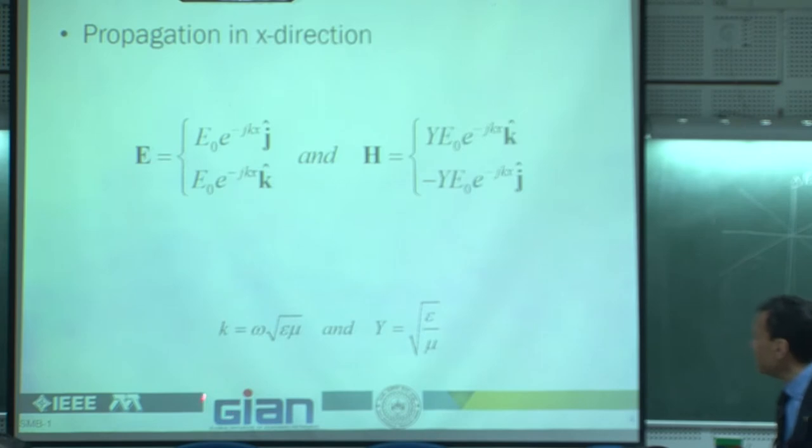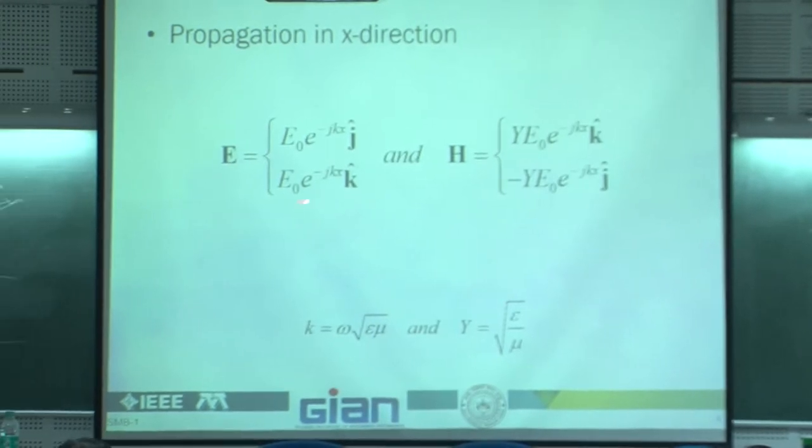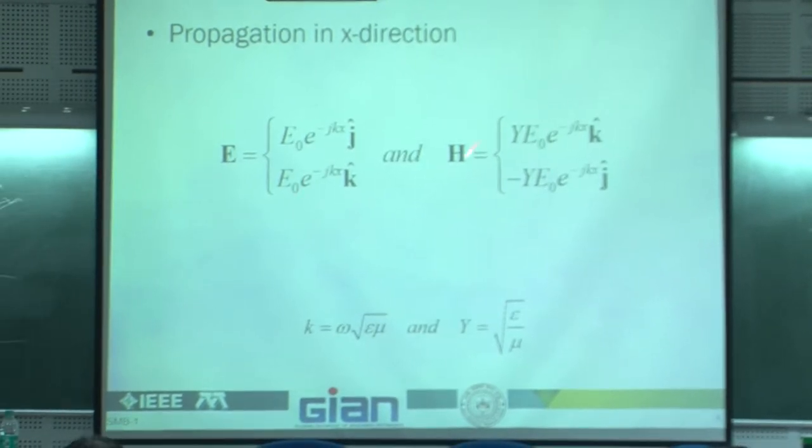The wave number itself, I will not go into the derivation. So the wave number is given by the operating frequency. We are working in the frequency domain, so we don't deal with time-dependent phenomena. We are dealing with the monochromatic case at a given known frequency, times the square root of the permittivity of the space times the permeability. The relation between electric field and magnetic field is given here: H is Y times E, or E is Z times H. This is called intrinsic impedance. It characterizes the medium itself.